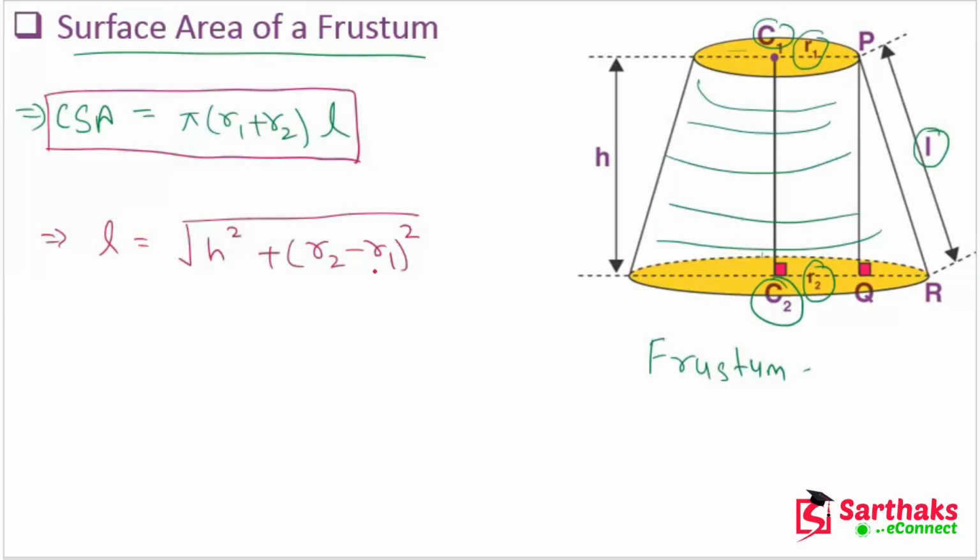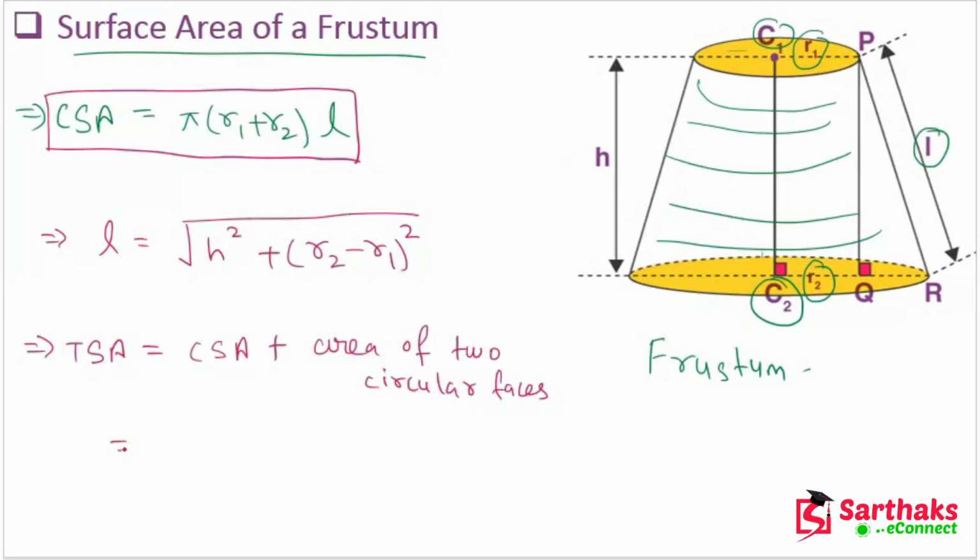Okay, I hope you get this point. Now we are talking about TSA. TSA is nothing but CSA plus the area of two circular faces, my dear friends, meaning the area of C1 and the area of C2.